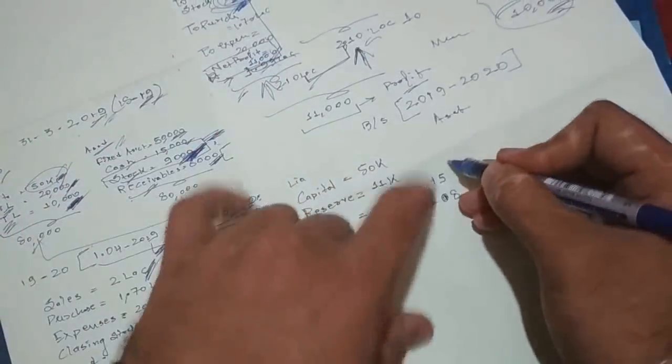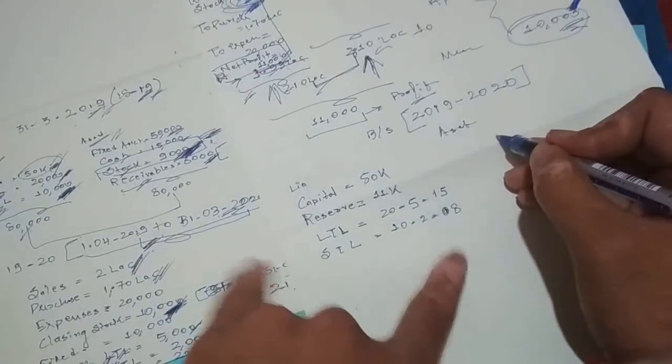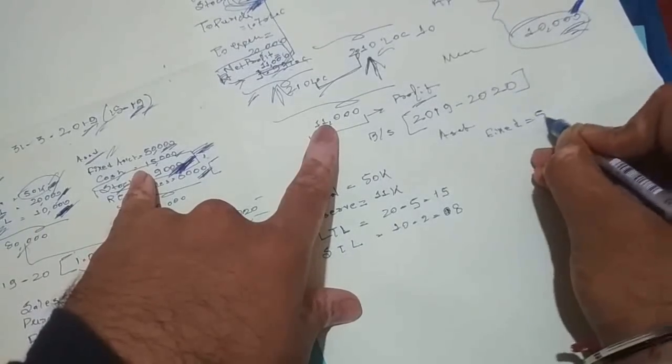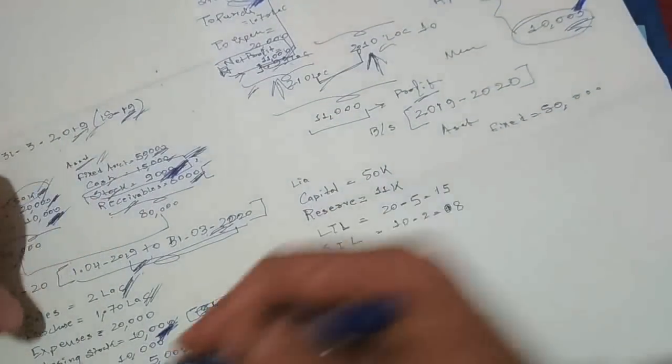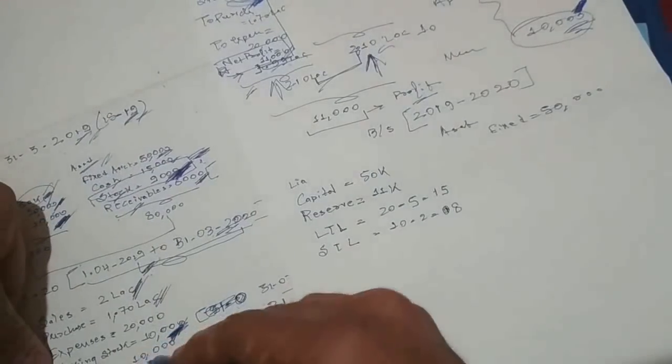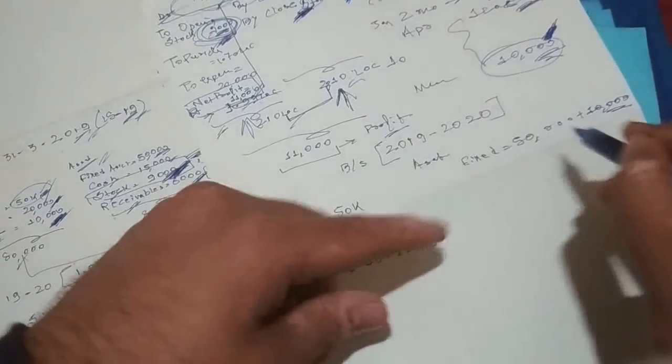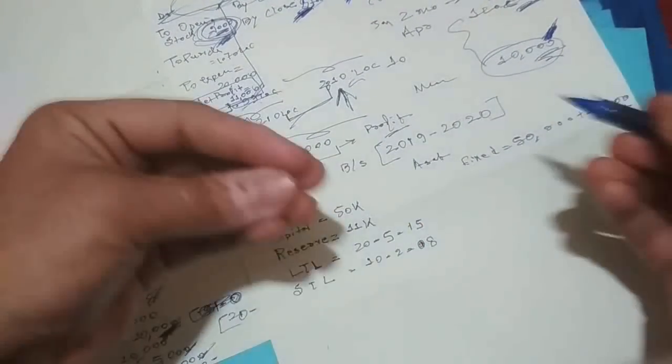Now we will see the asset side. What were all the fixed assets we had? Now we will see the statement, yes, purchased fixed assets of 10,000 rupees. So we had 50,000 plus 10,000 in this year. So this is the position of our fixed assets in this 1920 year.